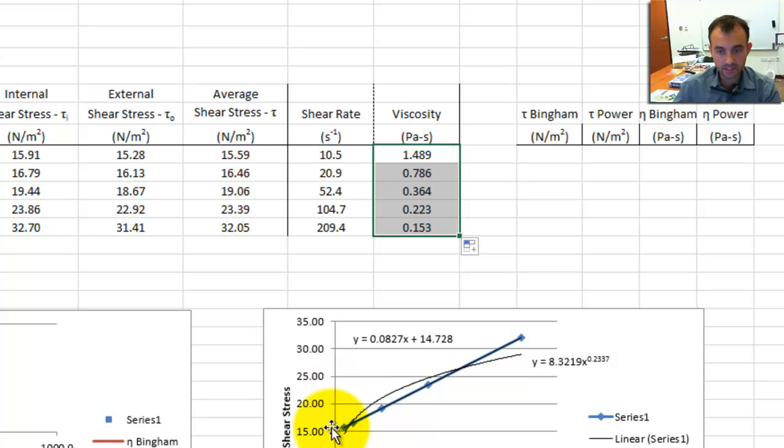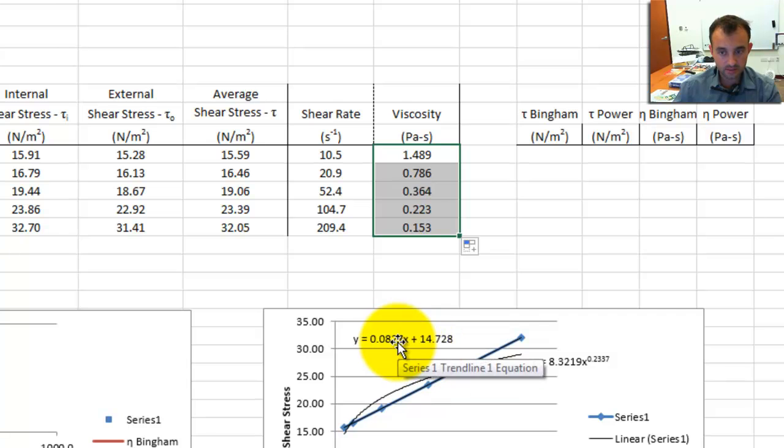Now, in this first graph, we have the shear stress versus shear rate. And I have already added two trend lines, one with the linear formula and another one with the power formula. Can you guess? The linear one is for the Bingham model equation, and the power one is for the power law.